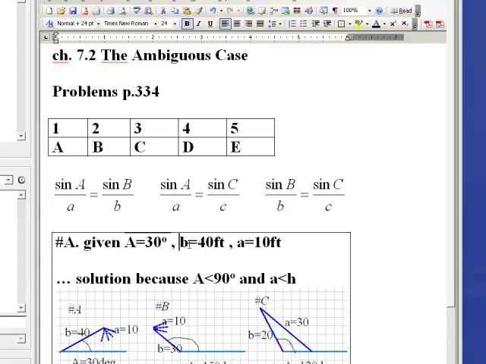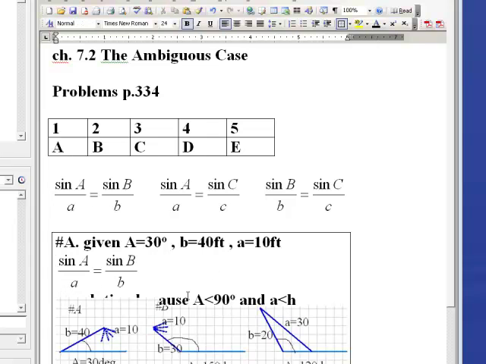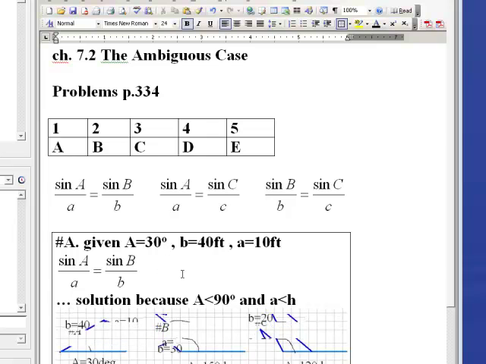the angle A is 30 degrees, the side B is 40 feet, and the side A is 10 feet, which you can see here, except that I don't know how far A goes down here. I'll talk about that drawing in just a moment. So I'm going to use this equation here. So sine A over side A equals sine B over side B.